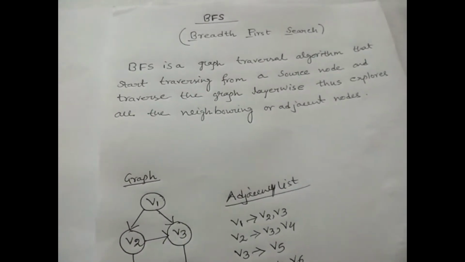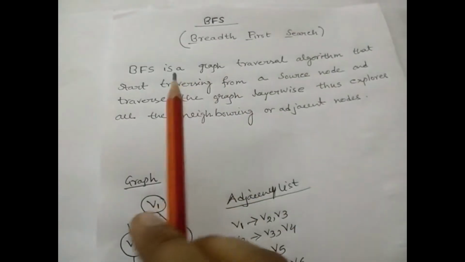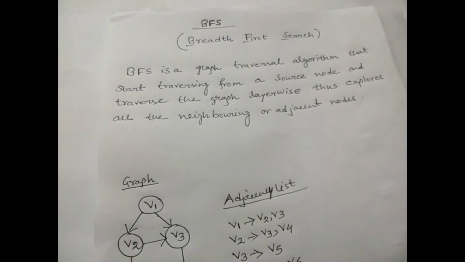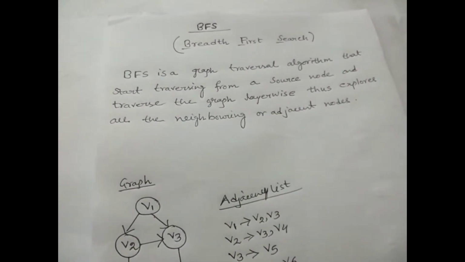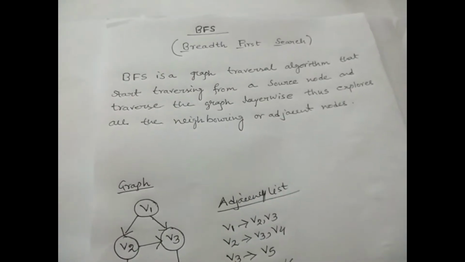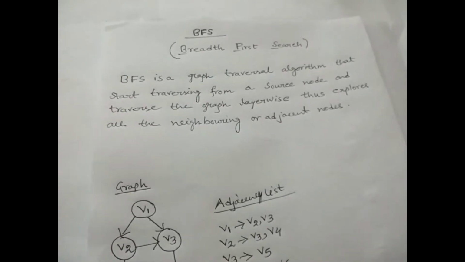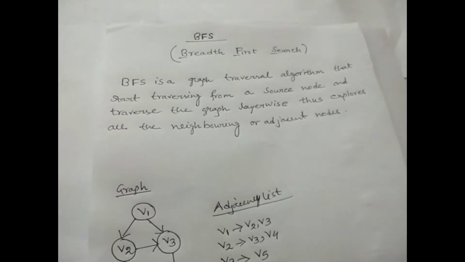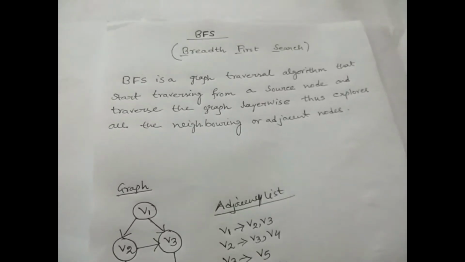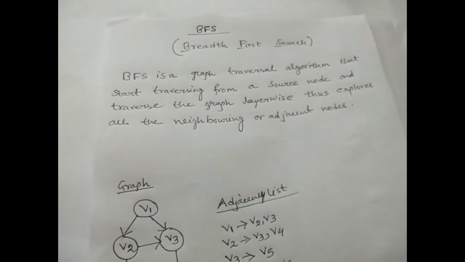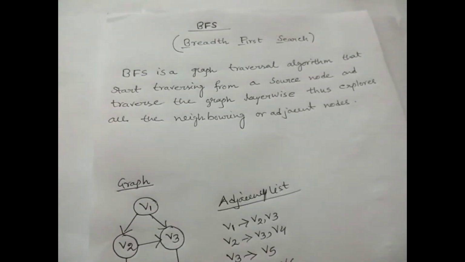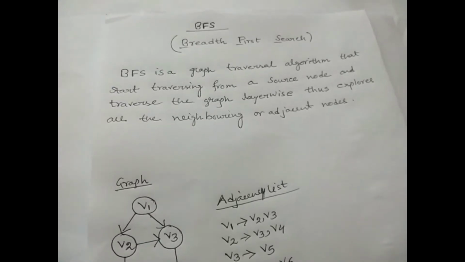Today's topic is breadth first search. Breadth first search, or BFS, is a graph traversal algorithm. What is graph traversal? Graph traversal means visiting every vertex and edge of a graph exactly once in a well-defined order. You must ensure that each vertex of the graph is visited exactly once. Okay? And remember, during traversal, track those vertices which have been visited. Clear?